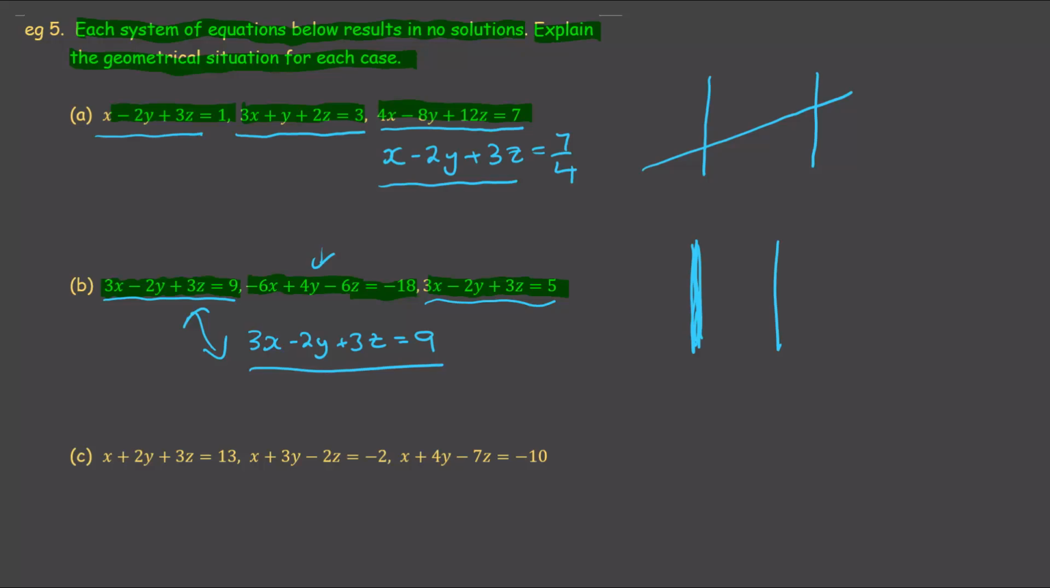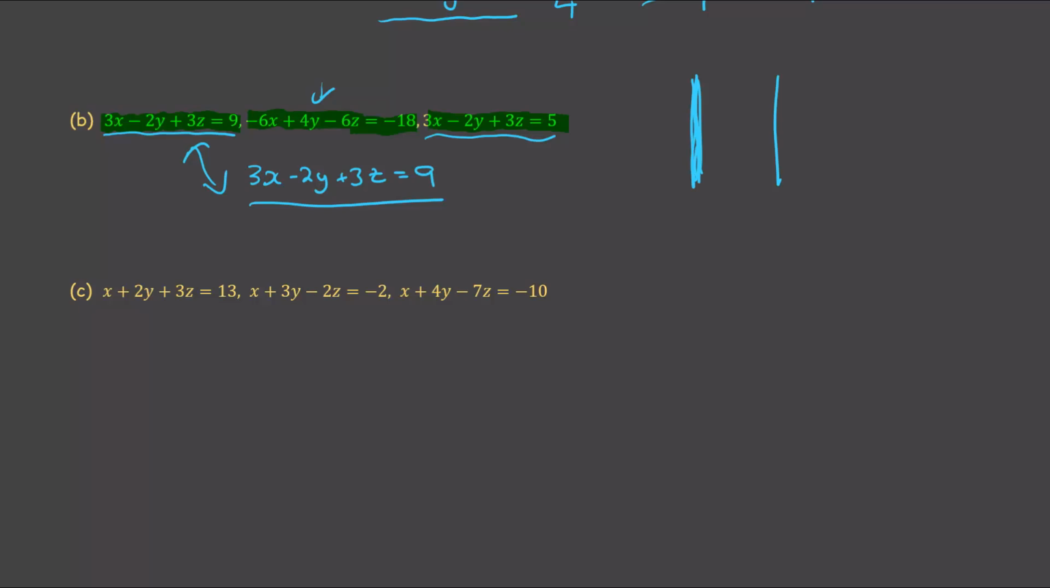Let's go for the third one. We've got x plus 2y plus 3z is 13, x plus 3y minus 2z is negative 2, and x plus 4y minus 7z is negative 10. Just looking at the left-hand sides, we can see that none of them is just a multiple of another, and therefore these planes are not parallel.